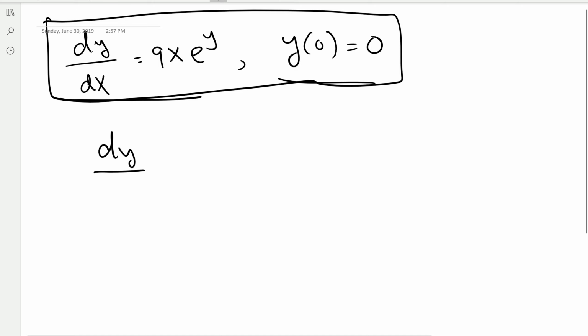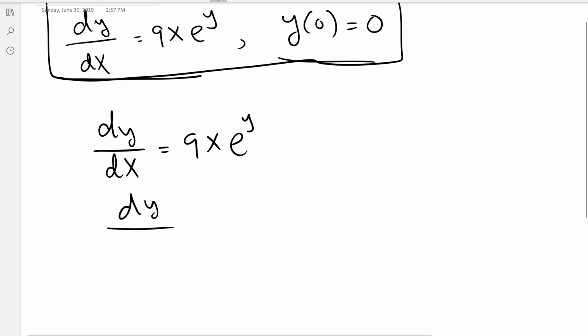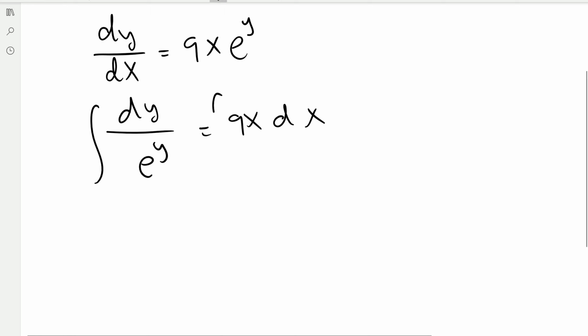Now we want to separate this. It's easy separation because 9x times e to the y, we can just take e to the y to the left by division and keep 9x on the right. That's easy, right? Okay, now we can integrate both sides.